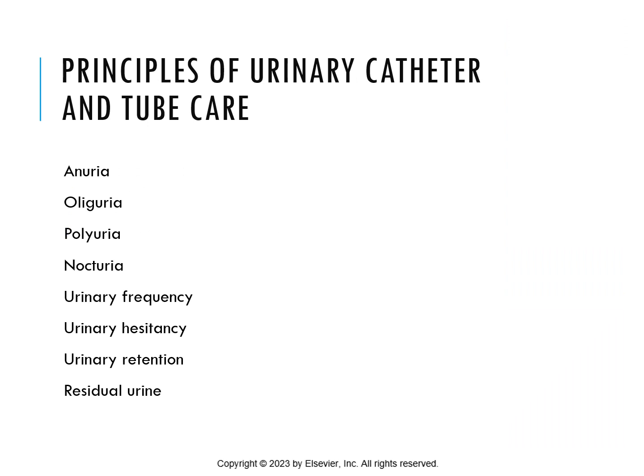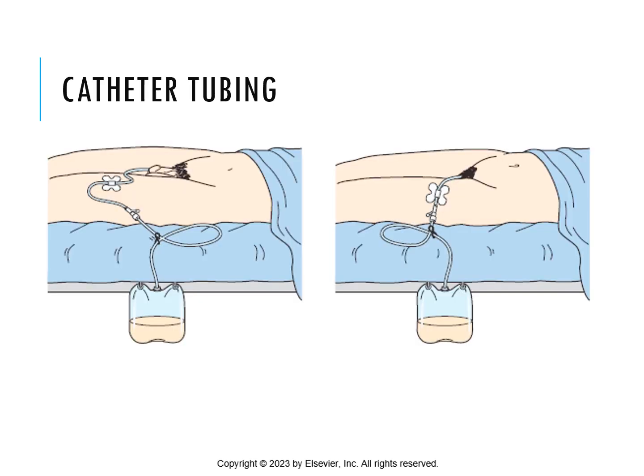On page 803 within box 33.3, you can read about some principles of urinary catheter and tube care. And this image can be seen on page 802.